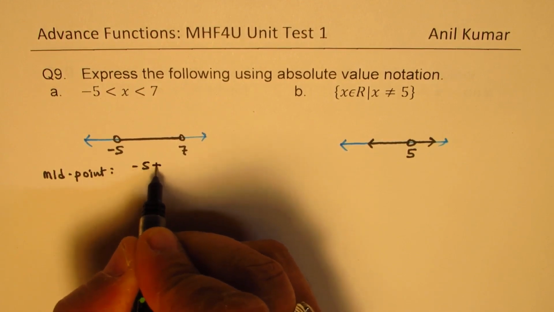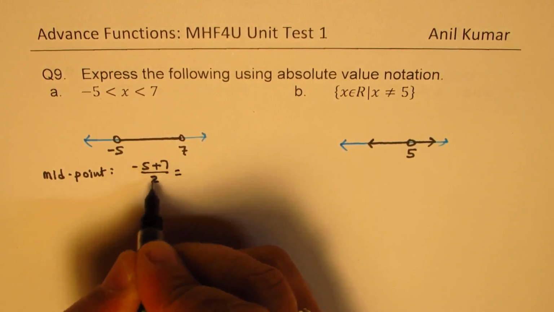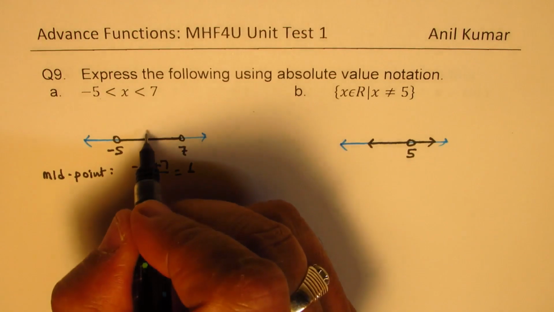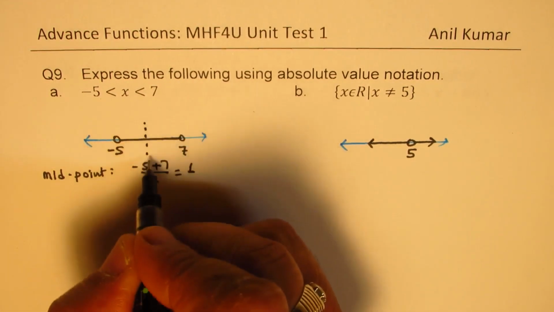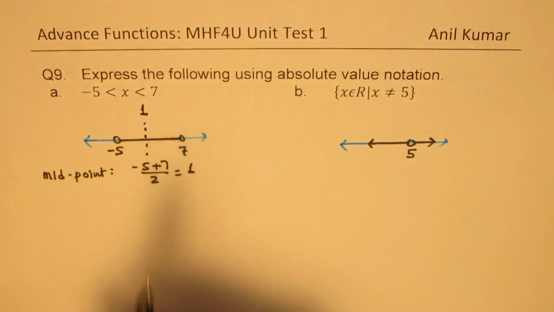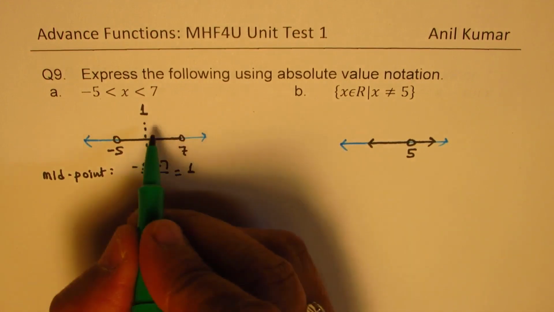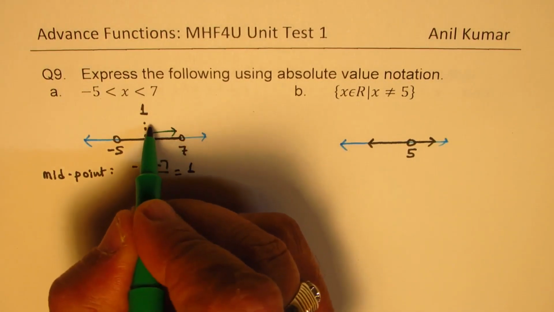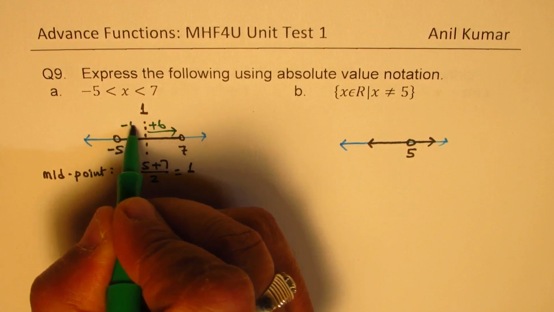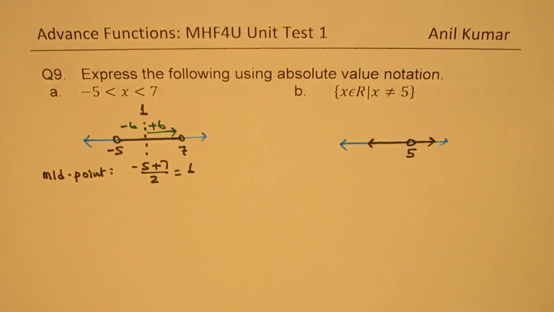Midpoint is add them, right? Divide by 2. So we get 2 divided by 2 as 1. So the midpoint here is at 1. Now from the midpoint, we have to see how far we are going, correct? So it is going 6 and minus 6. Do you see that? So now you can clearly write down the absolute function.